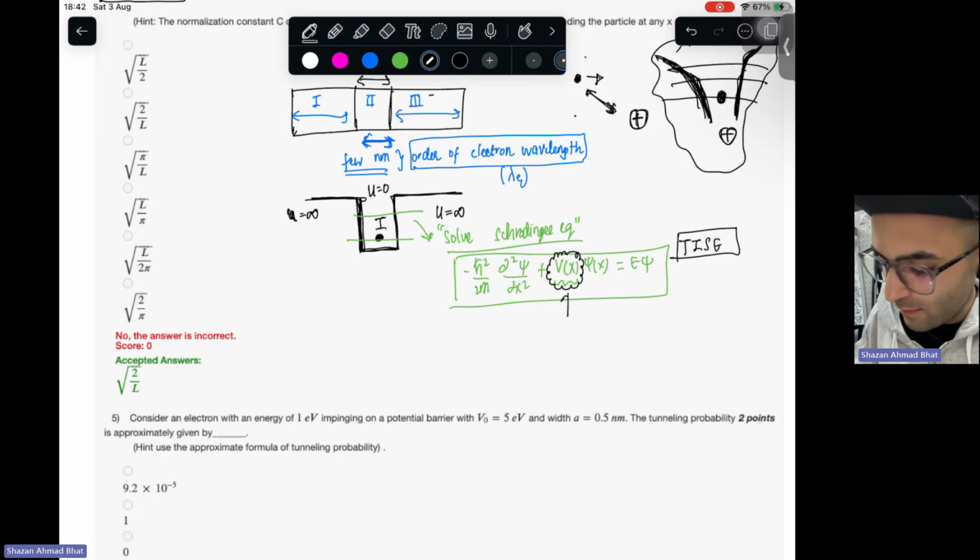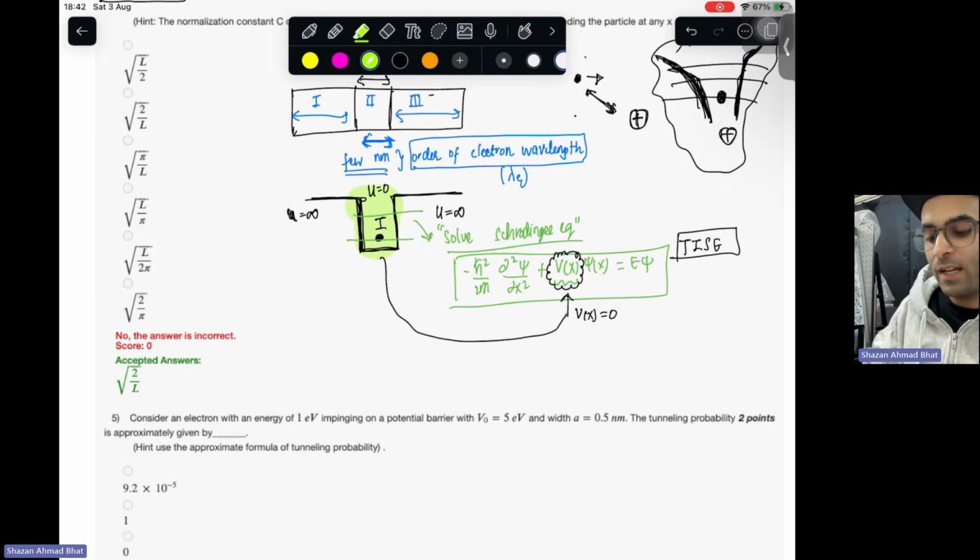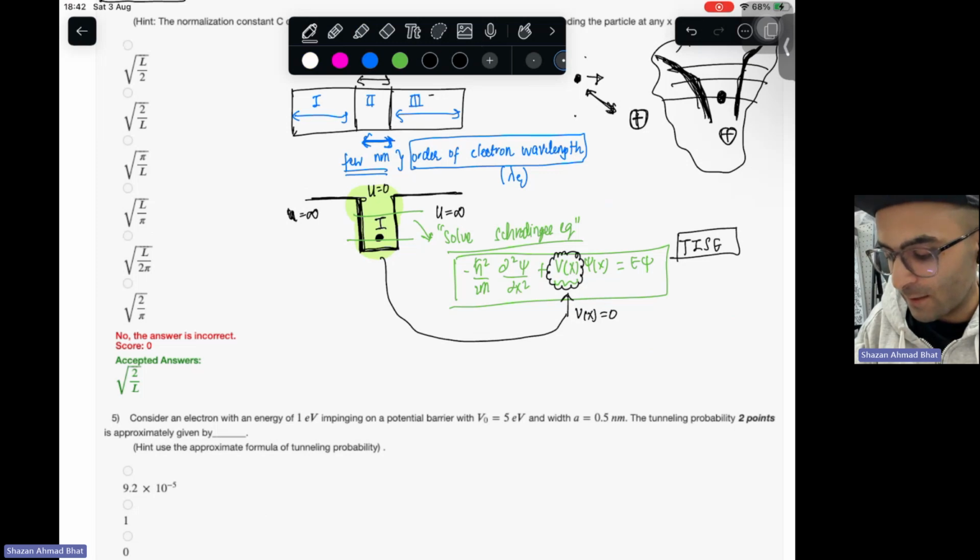Here, inside this particular region, the potential is zero, V of x equals zero throughout, and you need to solve the Schrodinger equation only in this region, not outside, because outside the potential is infinite, and there is no probability of finding the particle outside. It cannot escape this inner potential, for an infinite well case.